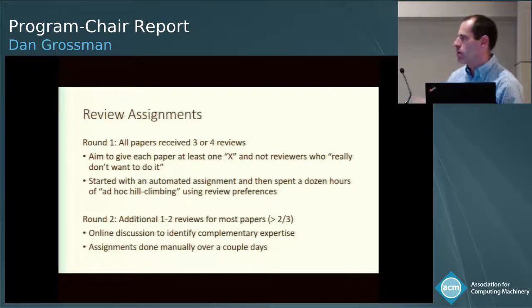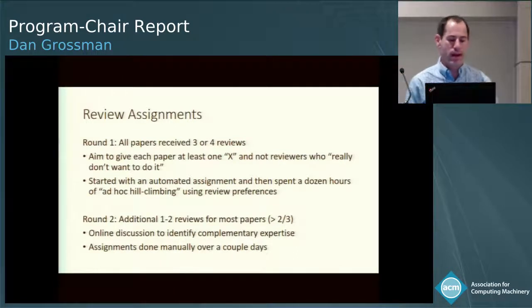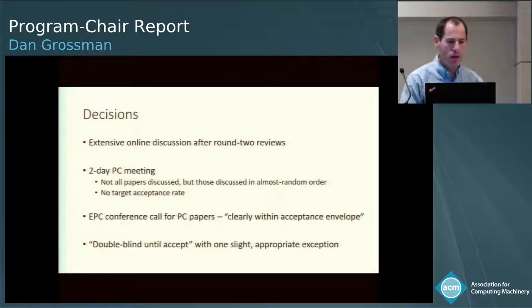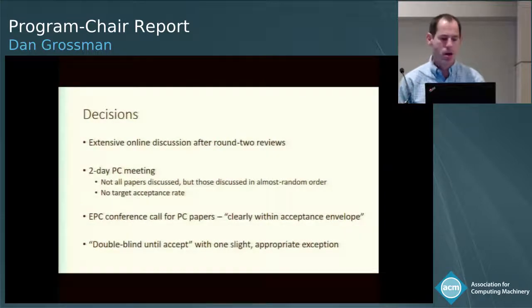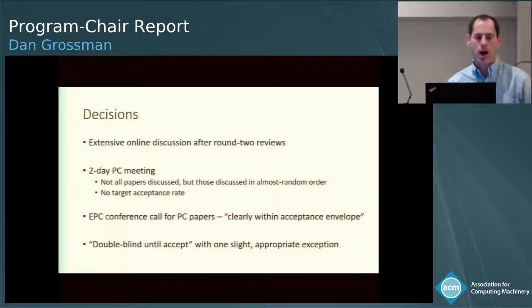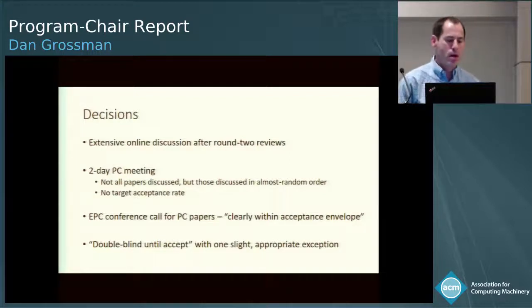And when you're assigning only 1 or 2 reviews per paper, it can actually be done manually over a couple days. If you ask me to describe my algorithm, I would say greedy with backtracking. Decisions: after round 2 review, somewhat after round 1, but certainly after round 2, there was extensive online discussion for essentially every paper. Then there was a 2-day PC meeting in Seattle in early February. I'll have the data later on how many papers we discussed and all that.